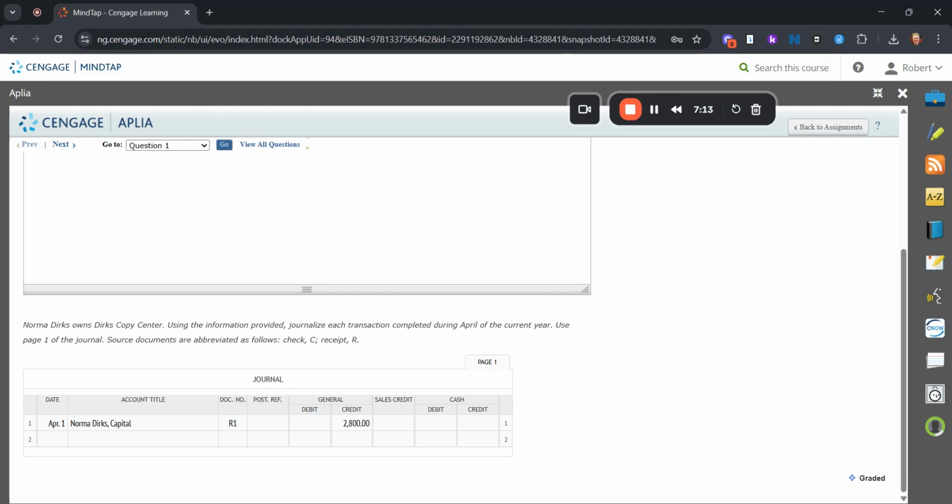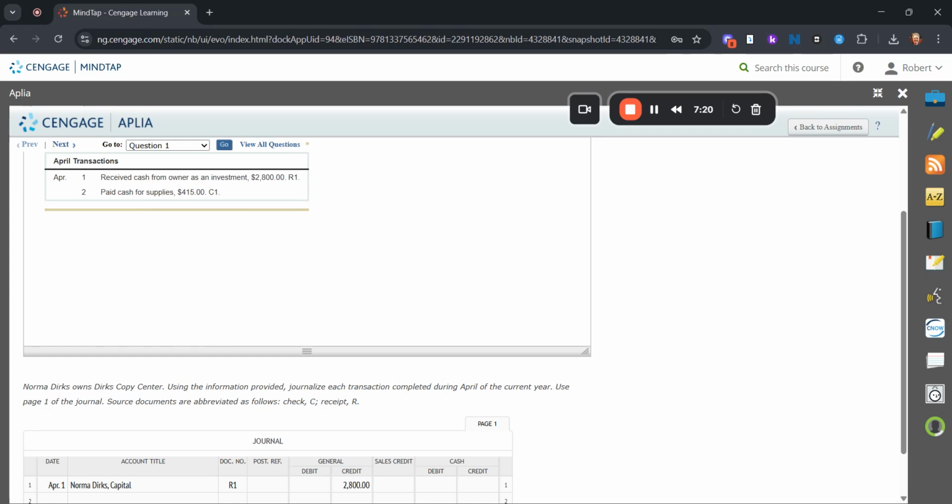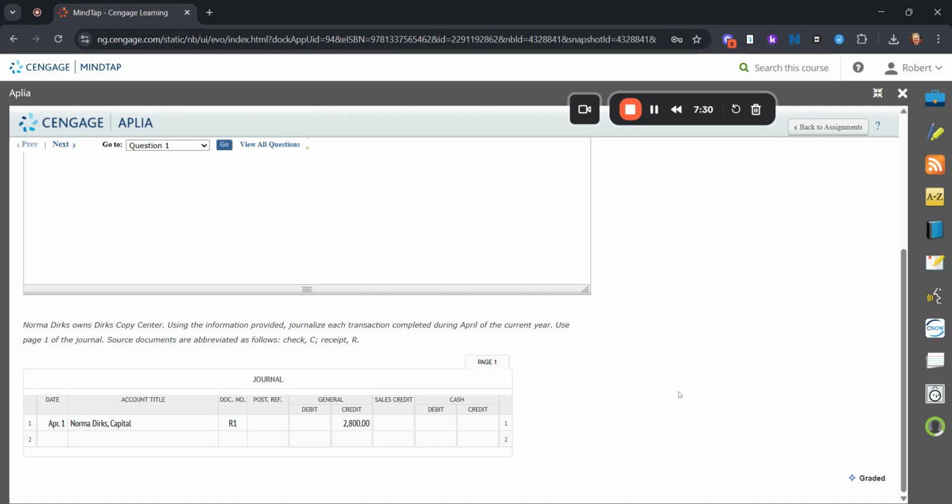And this is the easy part. Once we get into later chapters, we're going to have more sections added on. But in this case, we're just starting off. So received cash, that's the other effect. Cash is an asset. Remember, the increases in assets go on the debit side. So there's the first transaction.